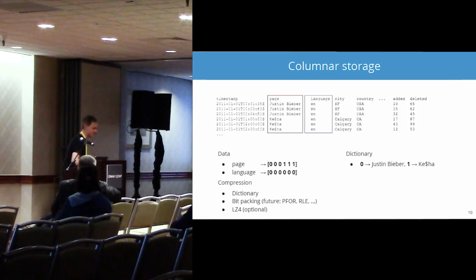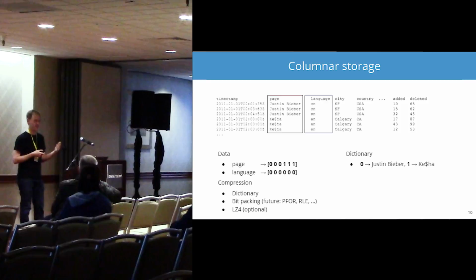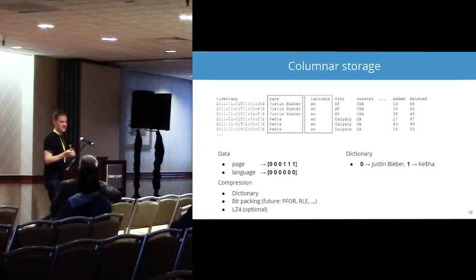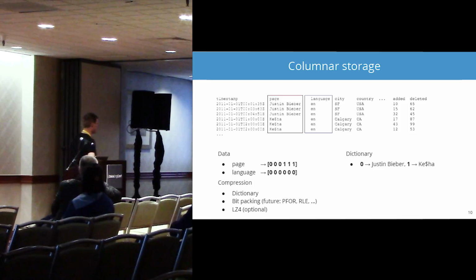And then finally, LZ4, which is optional. You can also optionally do an LZ4 compression on top of this. The reason you might want to do that is because you really want to optimize for space. What bit packing, RLE and P4 do looks at slightly different aspects of the data than LZ4 does, so it can be beneficial to combine them. It's not always, and that's why it's optional.